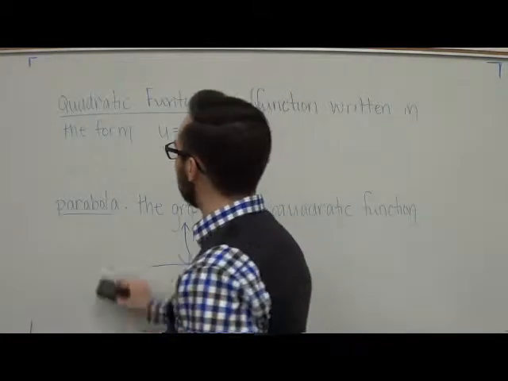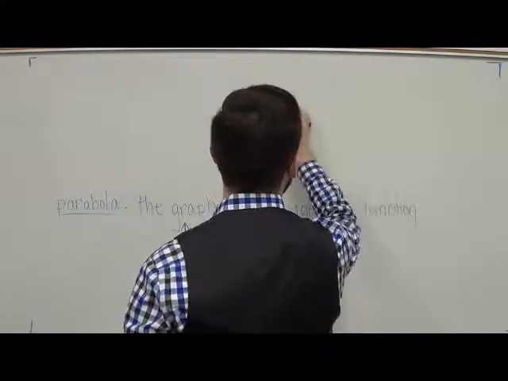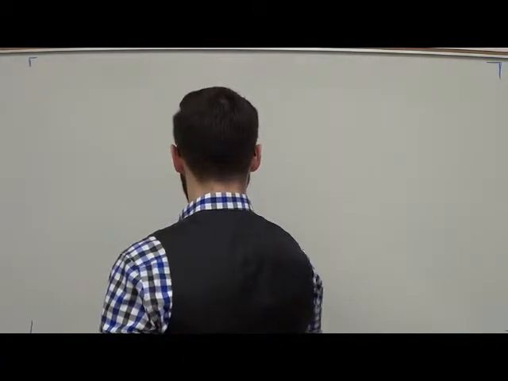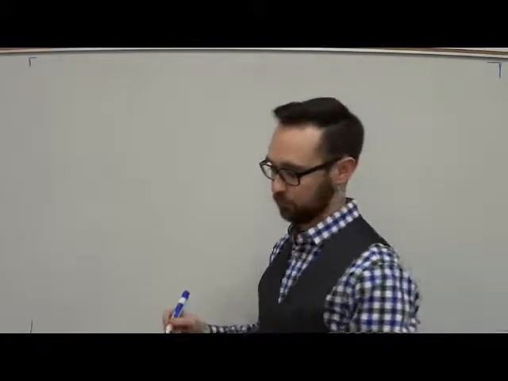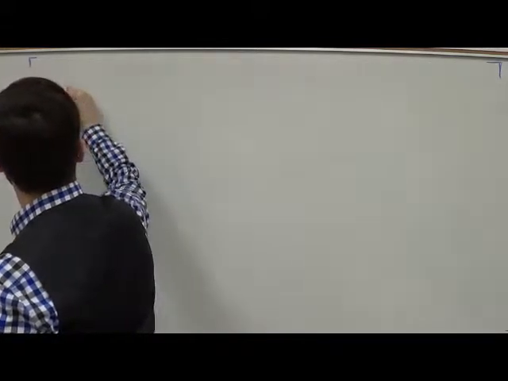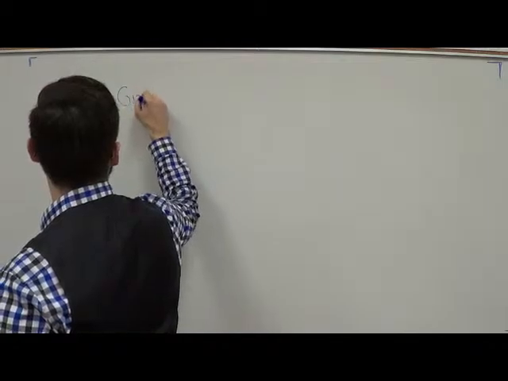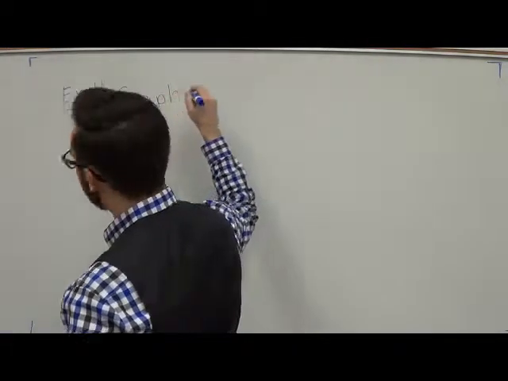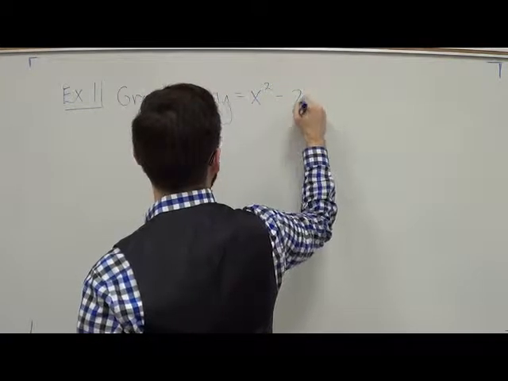So let's take a look, and really there are other ways to graph these that you'll talk about in algebra and algebra 2. What we are going to do is simply plot some points. So we're just going to pick values for x's, and we're going to plot some points. So example number 1 is going to ask us to graph the function y equals x squared minus 2.